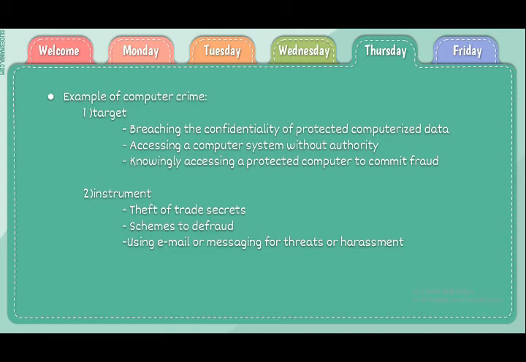Examples of computer crime as a target include breaching the confidentiality of protected computerized data, accessing a computer system without authority, and knowingly accessing a protected computer to commit fraud. Examples of computer crime as an instrument include theft of trade secrets, scheming to defraud, and using email or messaging for threats or harassment.